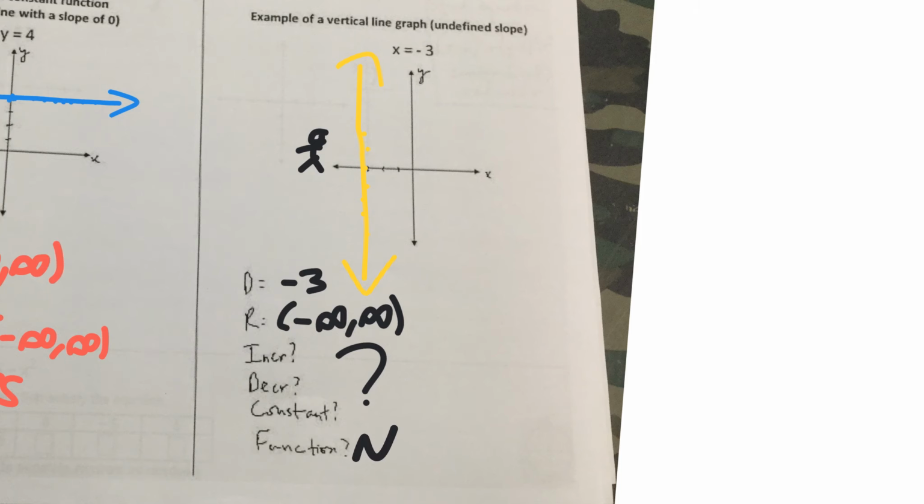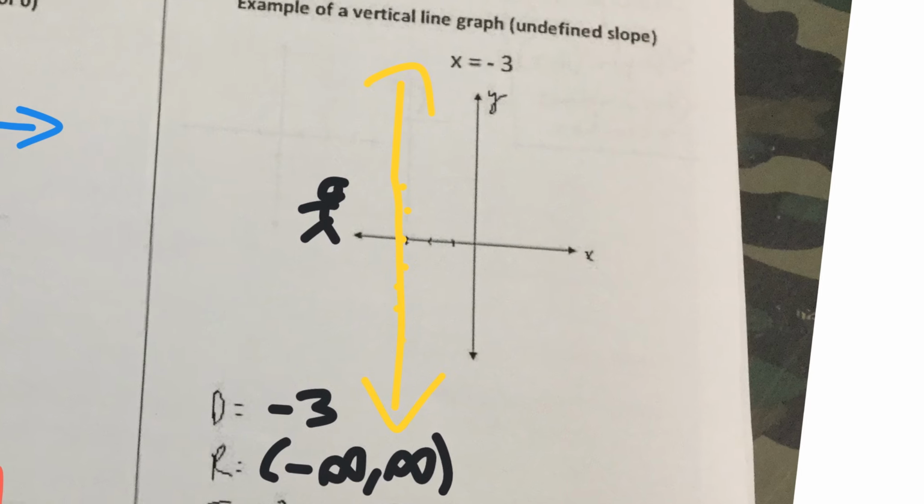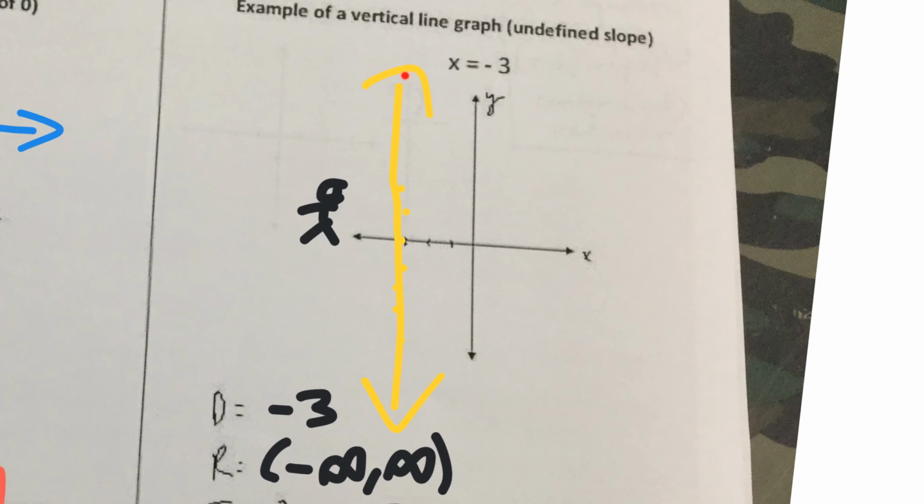And the reason is it's not a function. It does not pass the vertical line test, because if I drew a vertical line right here, it would touch the graph more than once. It would touch it infinite times.